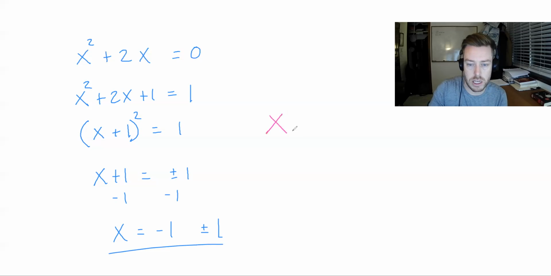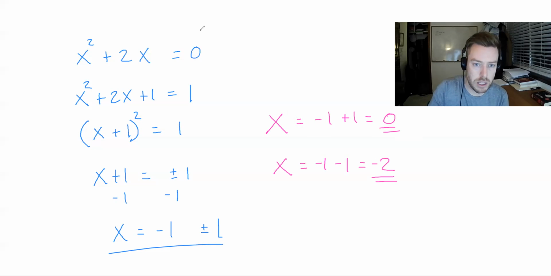So here, let's take the positive 1 case. So we have negative 1 plus 1. It's going to give us 0. Let's take the second case, which is negative 1 minus 1, which is going to be equal to negative 2. So we have 0 and we have negative 2.